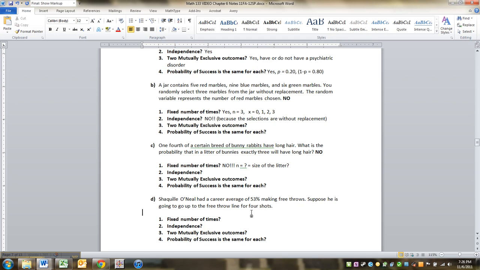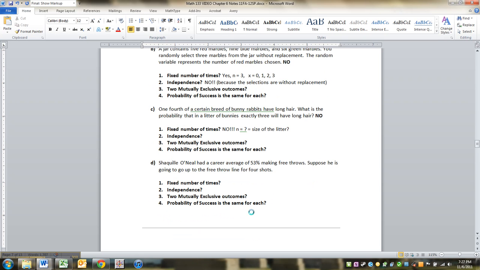No. All right, Shaquille O'Neal had a career average of 53% making free throws. Suppose he is going up to the free throw line for 4 shots. Is it a fixed number of times? Sure. N equals 4, which by the way means X equals 0, 1, 2, 3, 4. Are they independent? Most likely not. Because psychology comes into play. In other words, it's not really 53% every single time he goes up there.